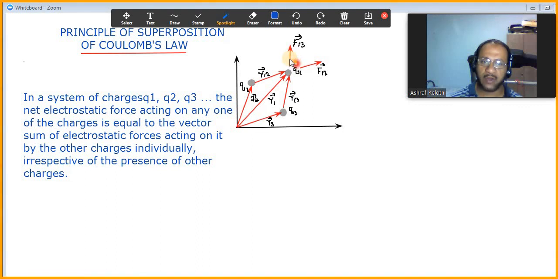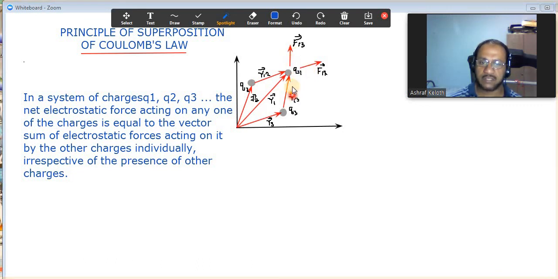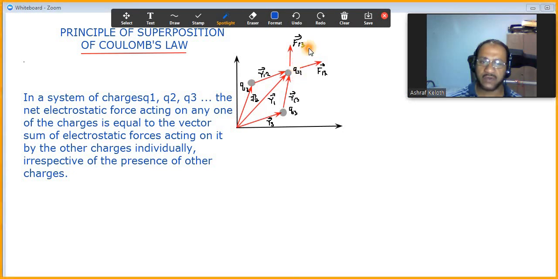If we use the parallelogram law of vector addition, this is the force on the Q1 charge by Q2 and this is the force on Q1 by Q3. If you consider these two vectors as two adjacent sides of a parallelogram, then the resultant will be the diagonal drawn in this direction. So the diagonal drawn in this direction will give the resultant force acting on Q1 because of the two charges Q2 and Q3.